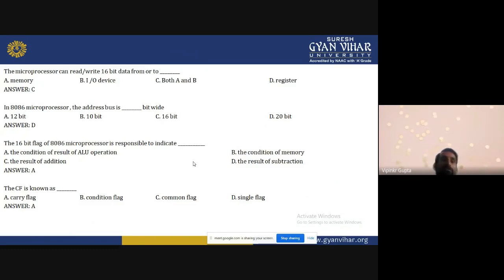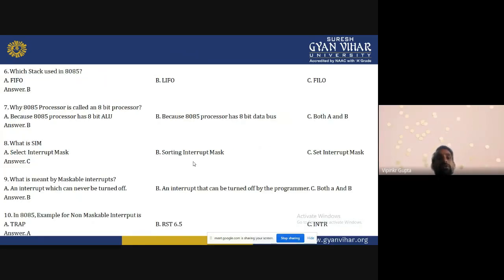In the 8086 microprocessor, the address bus is 20 bits. The 16-bit flag register of the 8086 indicates the same things as in the 8085. It is responsible for the condition of the result of an ALU operation, after whatever ALU operation we perform. CF is known as the carry flag. Which stack is used in 8085? FIFO or LIFO? LIFO means last in, first out. Whatever data comes in last is processed first.